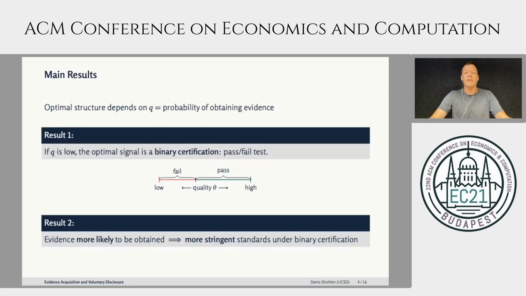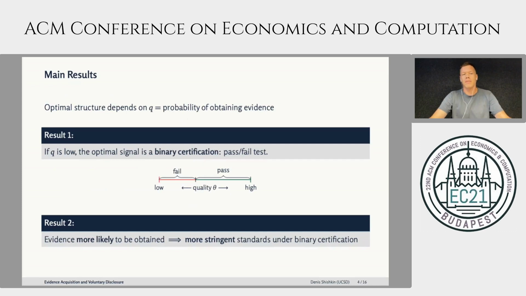Let me now give you a preview of the main results of the paper. First, I show that if the probability of obtaining the evidence is low, then the optimal signal takes a very simple form of a pass-fail test that I call binary certification. The only thing that it reveals is whether the state is above or below some threshold. Note that this is despite the fact that the state is continuous and potentially any complex signal can be acquired for free. So this result highlights one channel that can explain why we often see simplicity of verifiable information in practice.